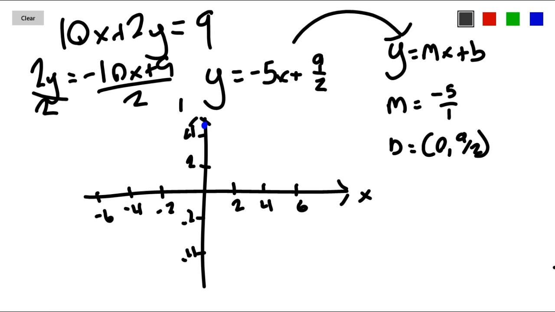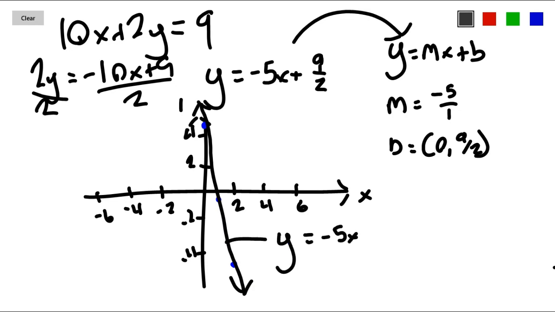So in this case, I move over 1 in the x, and then I fall 5 in the y direction. So that's going to give me a point about right here. And then I do it again. It's going to give me a point about right there. And then the line that I get from connecting the dots is the equation whenever we graph it. So this is the same as y is equal to negative 5x plus 9/2.